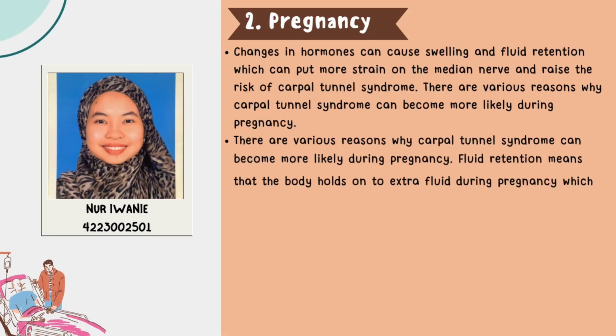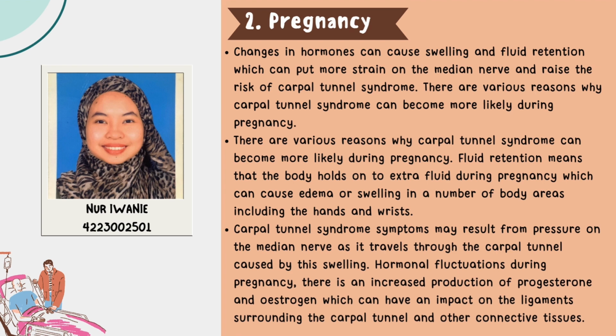Third factor is pregnancy. Changes in hormones can cause swelling and fluid retention, which can put more strain on the median nerve and raise the risk of carpal tunnel syndrome. There are various reasons why carpal tunnel syndrome can become more likely during pregnancy. Fluid retention means that the body holds on to extra fluid during pregnancy, which can cause edema or swelling in the body area, including the hand and wrist.